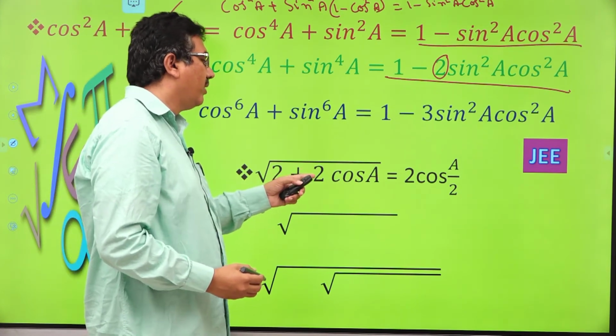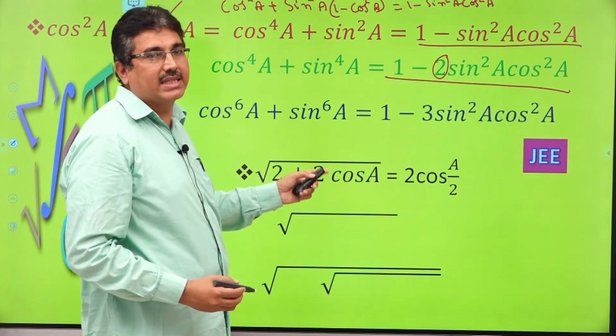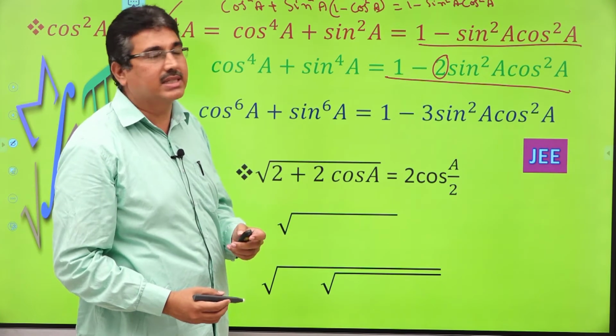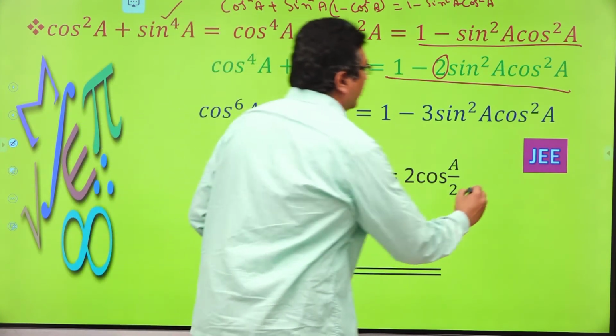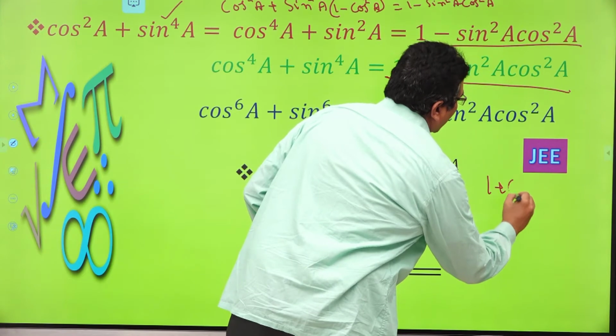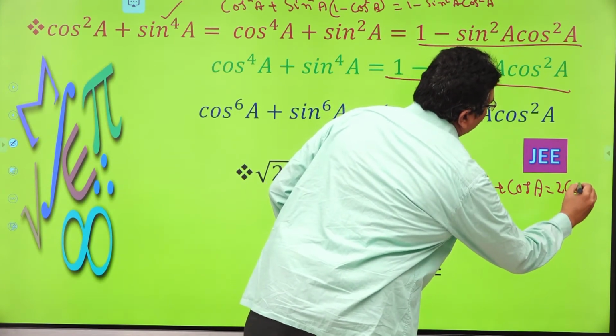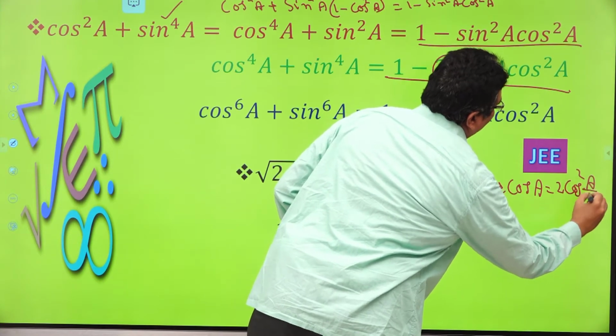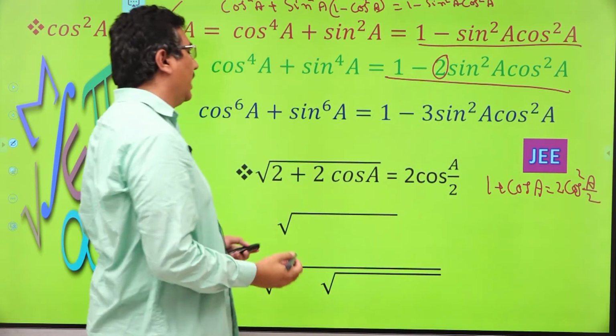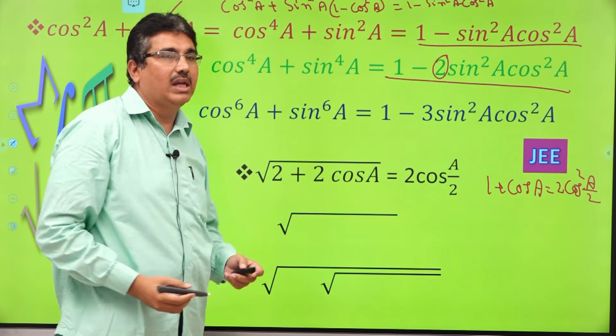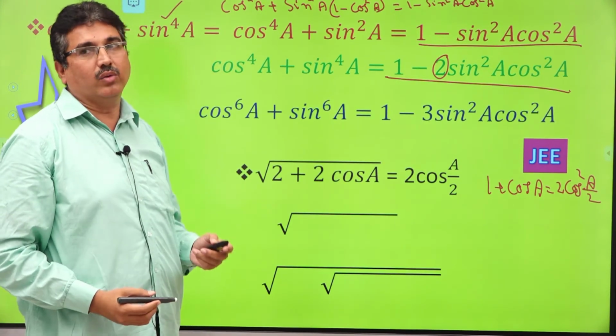What is the value of this? What is the formula for 1 plus cos A? The formula for 1 plus cos A is equal to 2 cos square A by 2. That is equal to 2 cos A by 2.